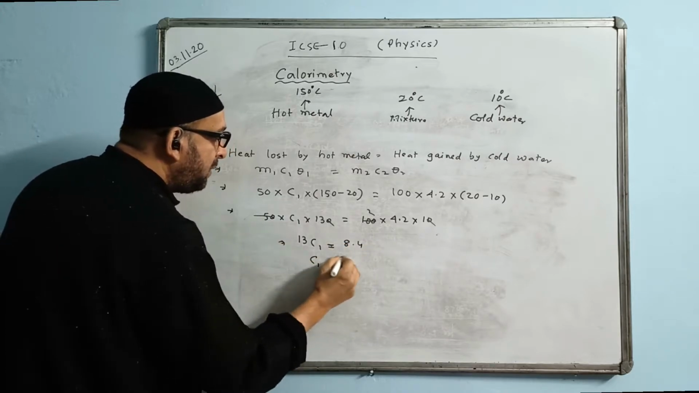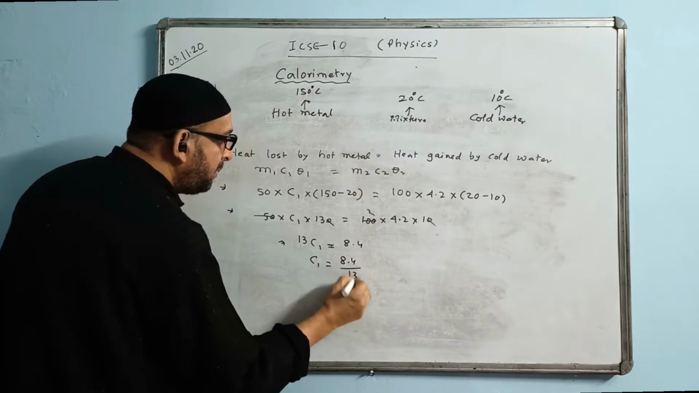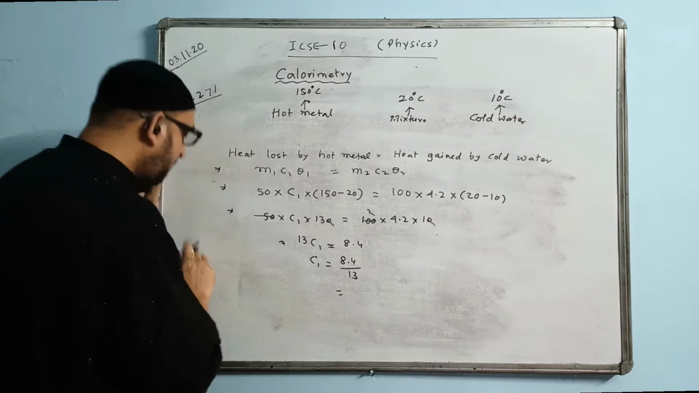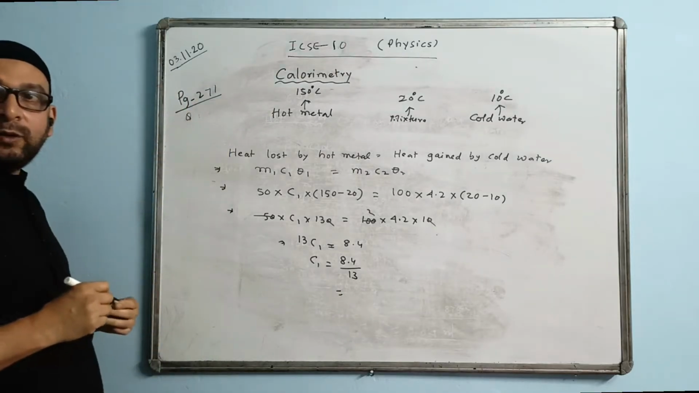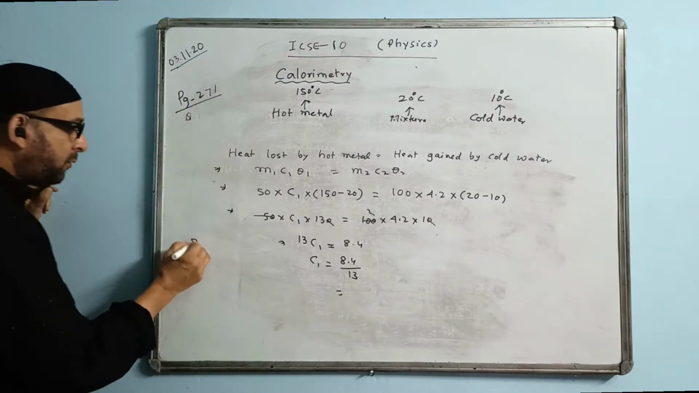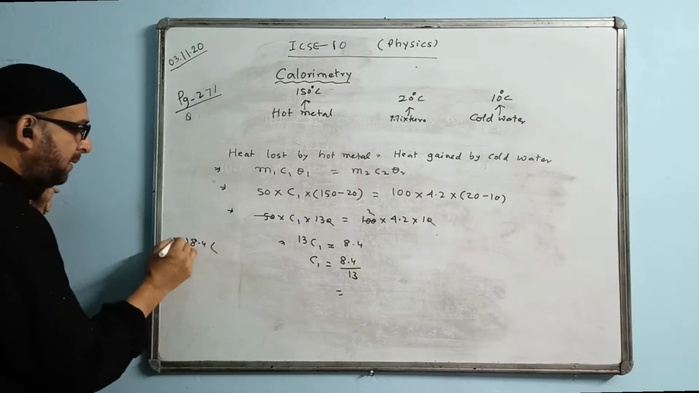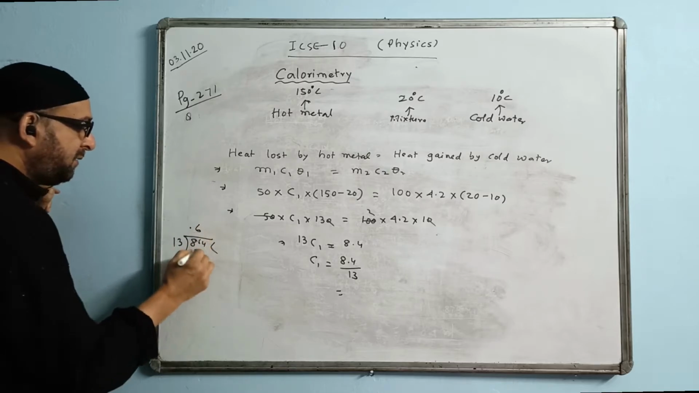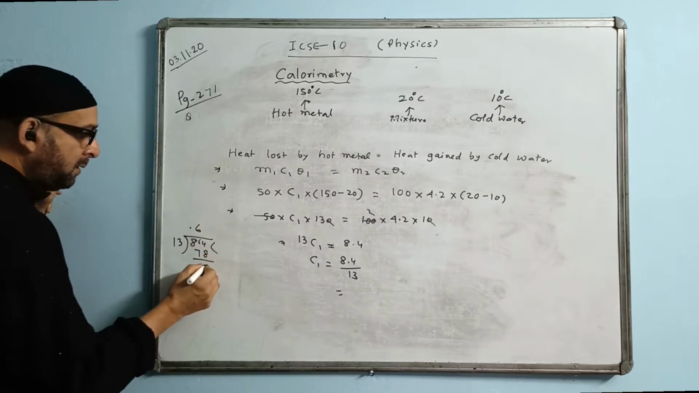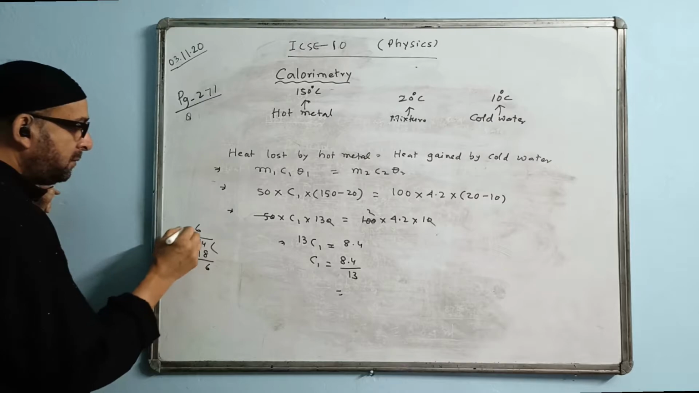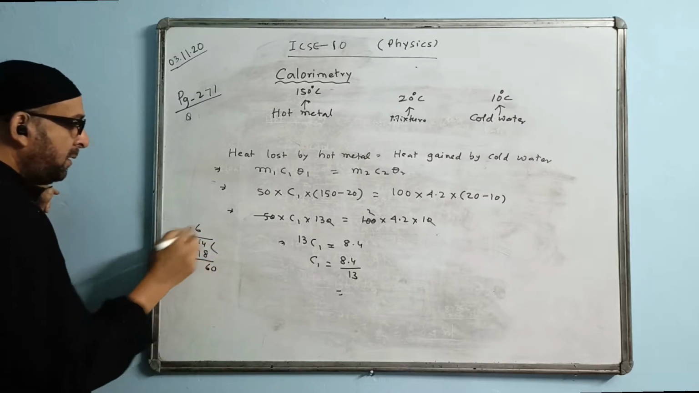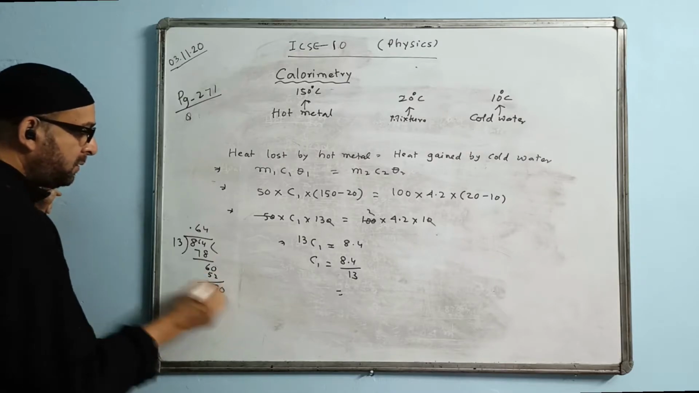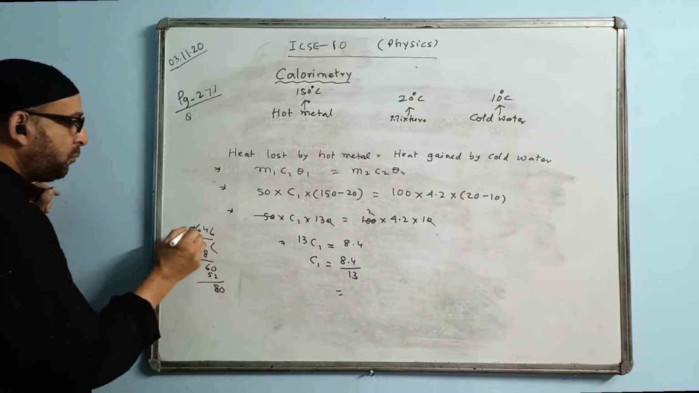Therefore, the C1 value will come 8.4 divided by 13. Divide it out here in the rough and give the answer at least to 2 decimal places. 8.4 divided by 13. The point will come here first. 13 6s are 78, remainder is 6. The point is there, so 0 comes here. 13 4s are 52, 8, 0, 13 6s are 78, so 0.646.